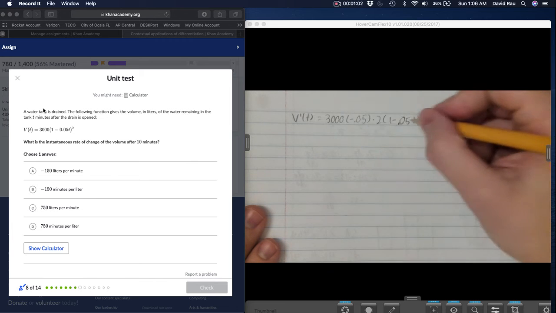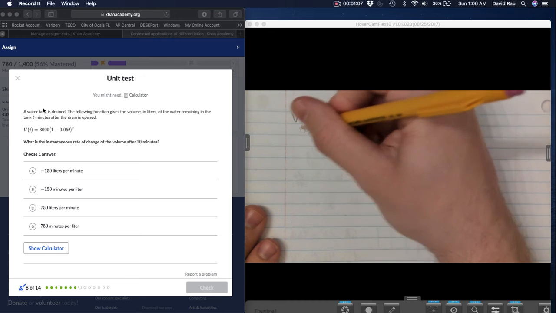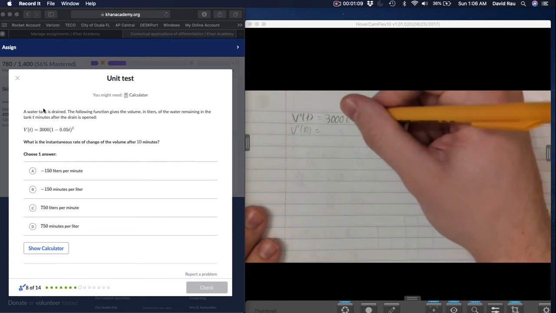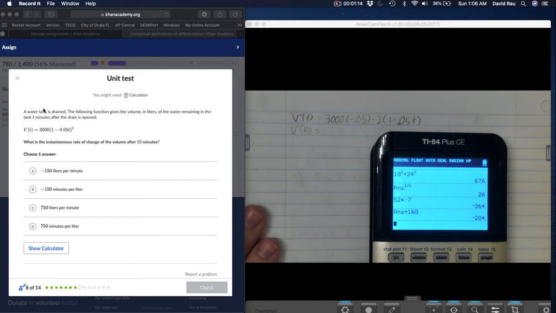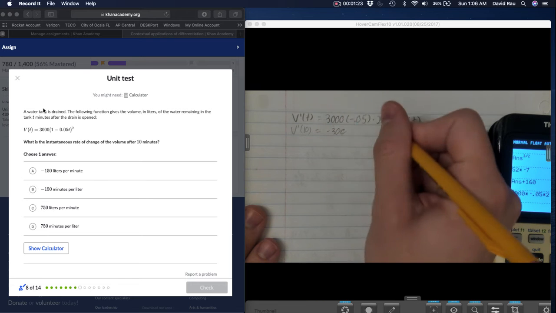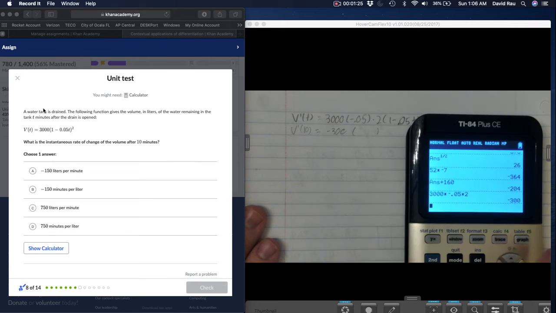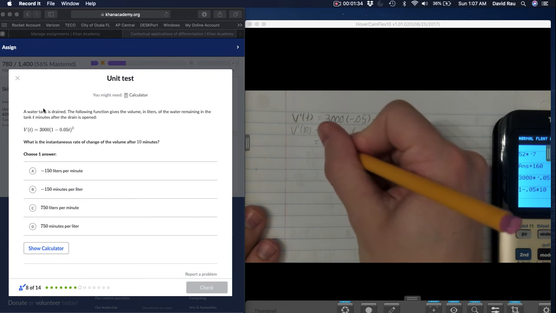And the question is, what is this whole thing at 10? So I'm going to plug in 10 and I'm going to start simplifying things simultaneously. So let's see here, 3000 times negative 0.05 times 2, that's just negative 300. All of this on the outside. On the inside, 1 minus 0.05 times 10 is just 0.5. And so it looks like the answer is negative 150.